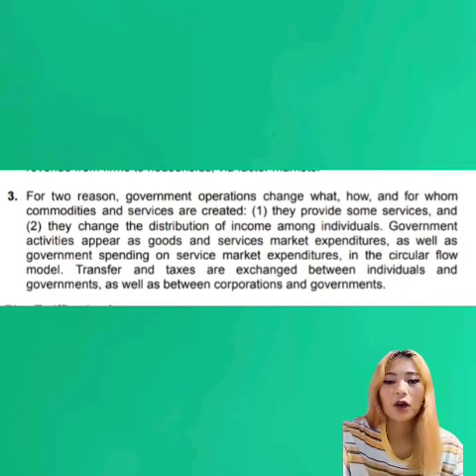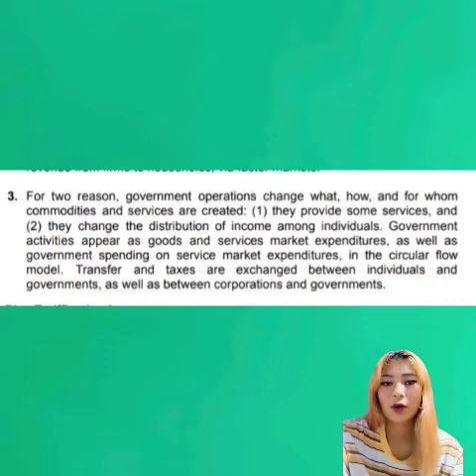Two reasons government operations change what, how, and for whom goods and services are created. 1. They provide some services, and 2. They change the distribution of income among individuals. Government activities appear as goods and services market expenditures, as well as government spending on service market expenditures in the circular flow model. Transfer and taxes are exchanged between individuals and governments, as well as between corporations and governments.